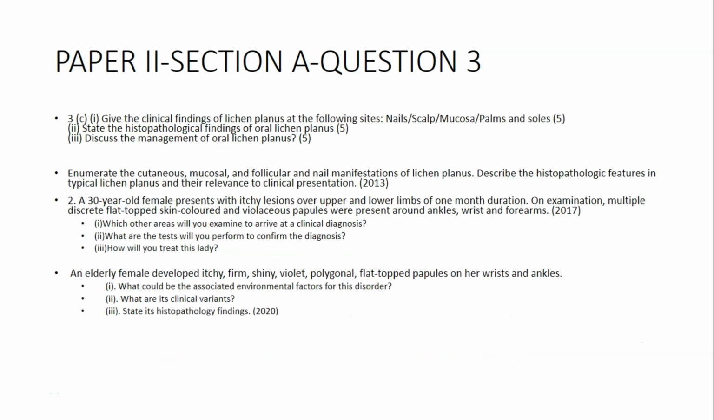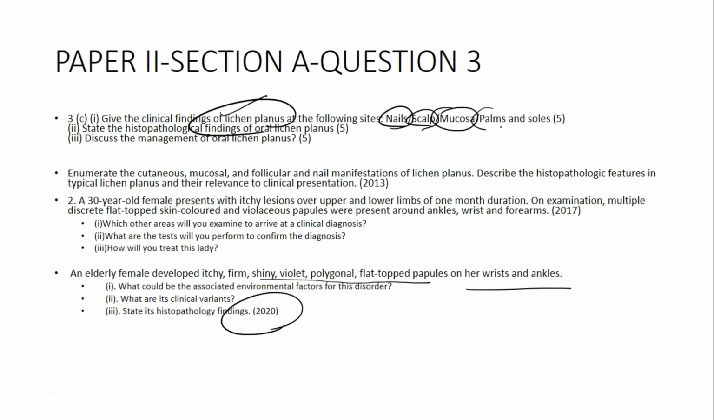Now, lichen planus, 2020, same question. They give you violet polygonal flat-topped papules. Now they're directly asking you what are the clinical findings of lichen planus. At different sites, what findings you see. We have given a table of different sites in our notes. Histopathological findings, which was clearly given again.